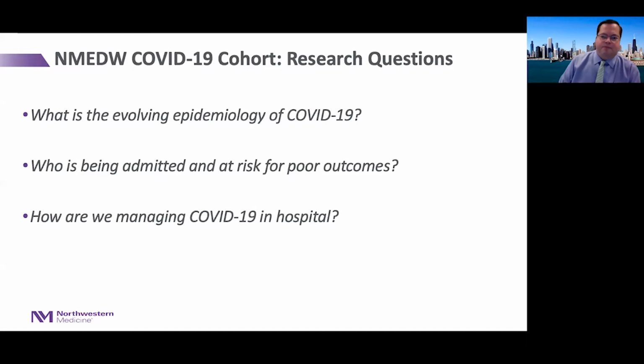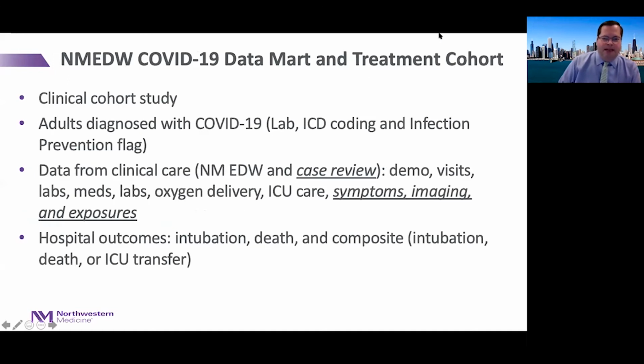Next slide. But in a nutshell, how we've collected this data is it's a clinical cohort study of all adults diagnosed with COVID-19. This is either lab confirmed, ICD-10 coding, or if they had an infection prevention flag. The reason for these various indications is that throughout the course, particularly early on, when we weren't having sufficient testing, some patients may have had a diagnosis that wasn't laboratory confirmed.